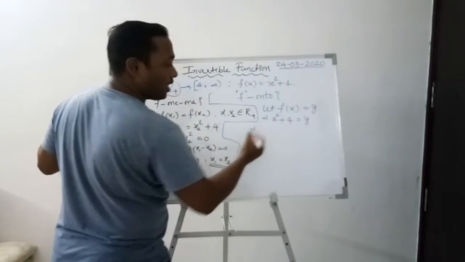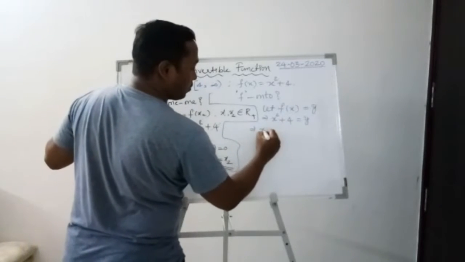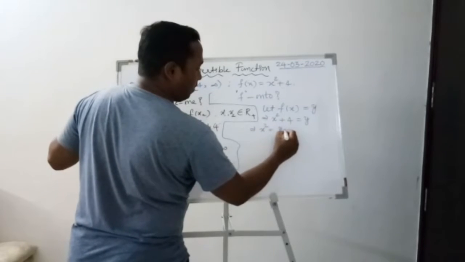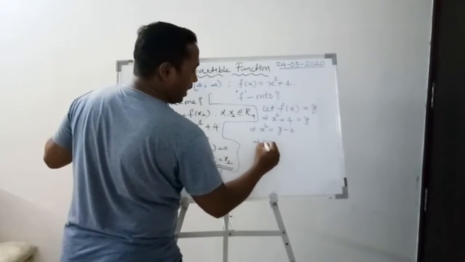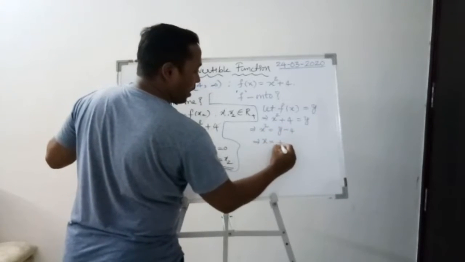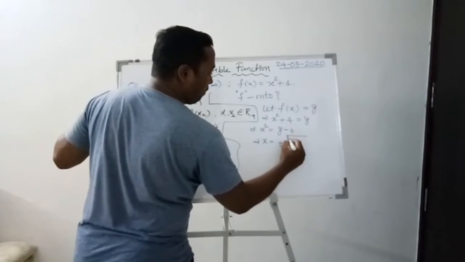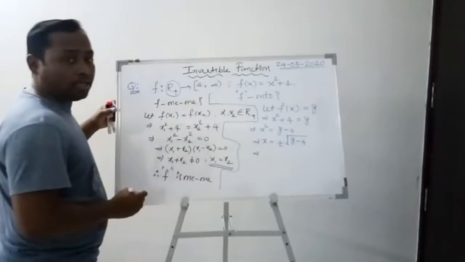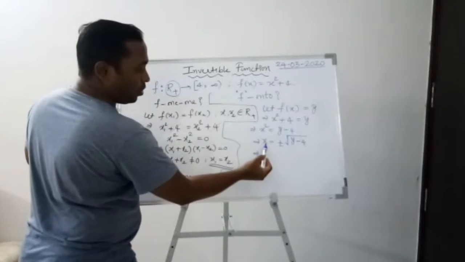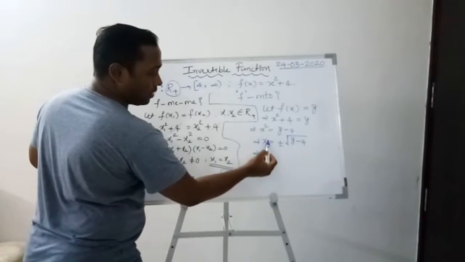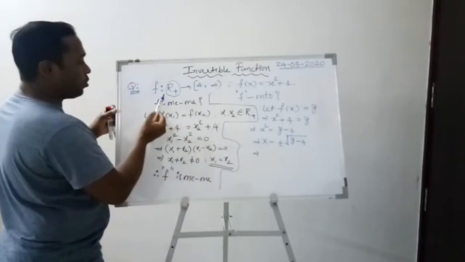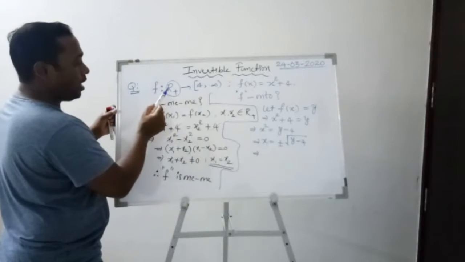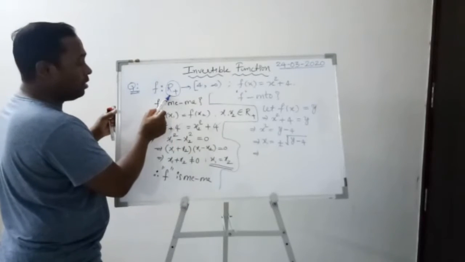Hence, we'll solve for x. So x square equals y minus 4. Then x is equal to plus or minus the square root of y minus 4. But I can ignore the negative sign because x always belongs to the domain, and what is the domain given in the question?